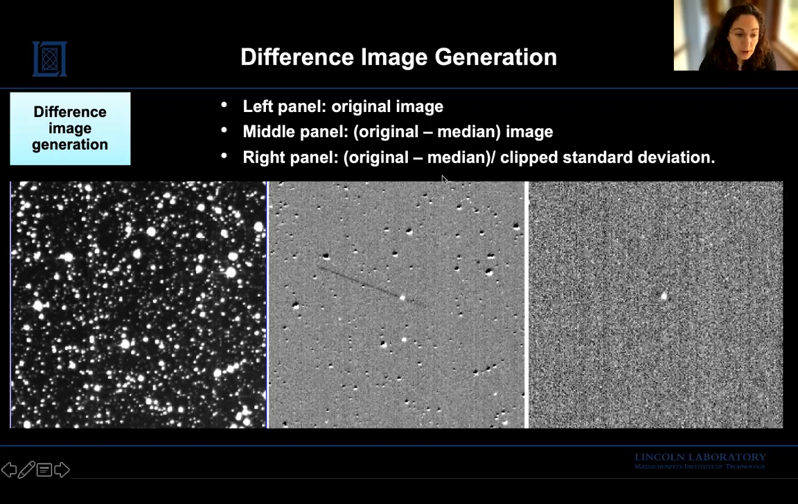However, you can see a lot of artifacts here. These are from stars that are not fully subtracted, and I'll describe in a minute what's causing that. But when we take our original minus median and divide by clipped standard deviation, we are able to suppress those stellar artifacts because the standard deviation at the locations of those artifacts is going to be higher. So when we divide by it, we've reduced those. And the result shown on the right is a very clean image subtraction.